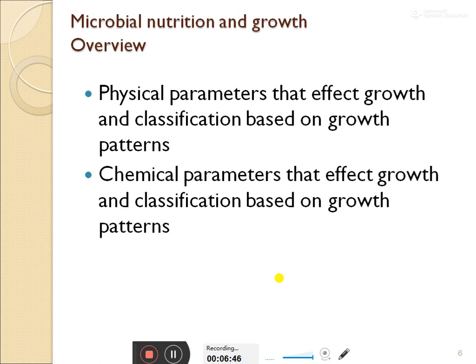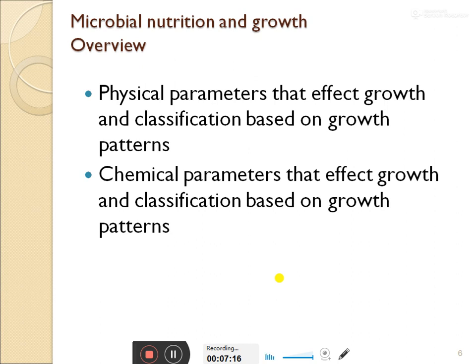Microorganisms also require nutrients, or nutritional requirements, which the microorganisms, specifically the bacteria, consume, and they grow. So microbial nutrients and growth require certain physical and chemical parameters. There are certain nutritional requirements that are needed for the growth of microorganisms.